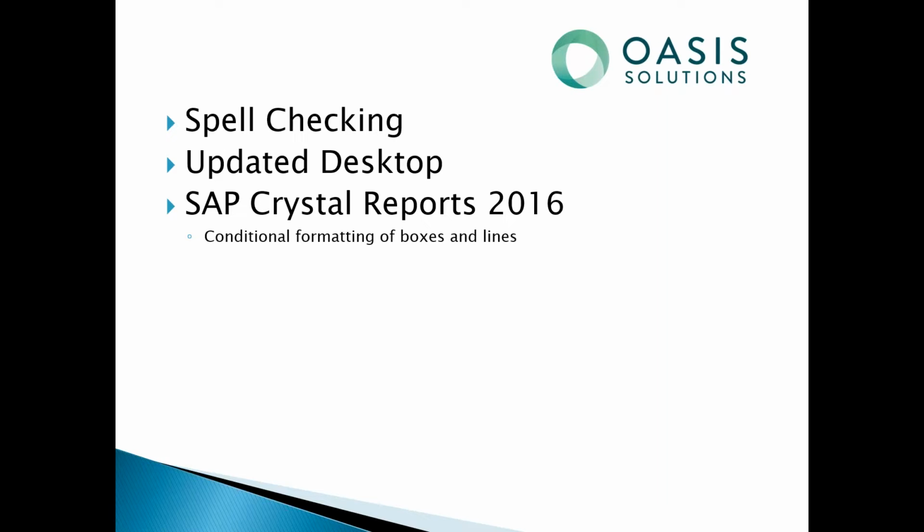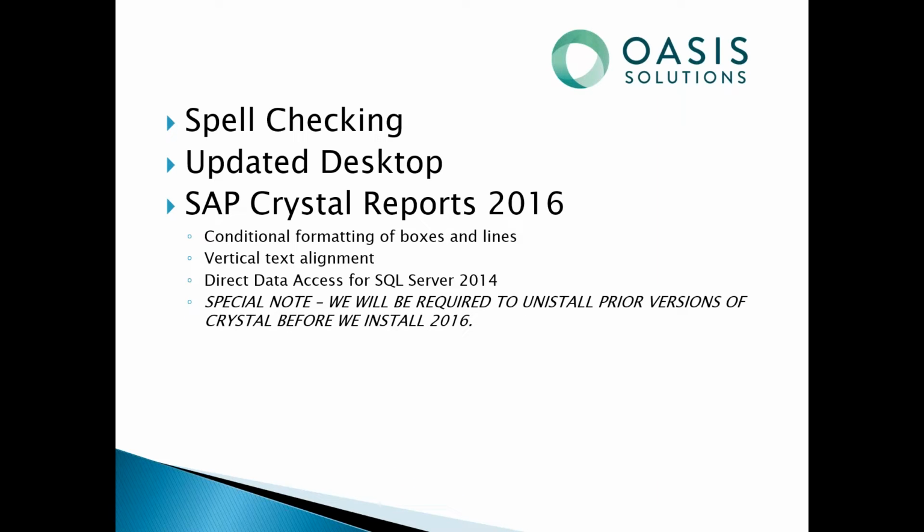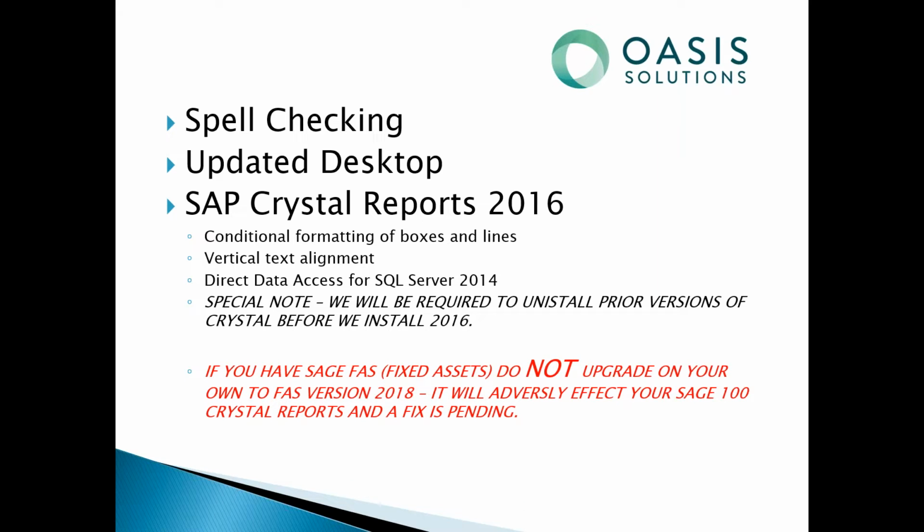Some of the other things they've added with Crystal Reports is new functionality where you can do conditional formatting of boxes and lines. You can do vertical text alignment. It has direct data access for SQL Server 2014. And also, when we upgrade your software, it does require us to uninstall all other versions of Crystal before we can install version 2016. And again, the disclaimer about Fixed Assets: our recommendation is do not upgrade it on your own, because it will break the Crystal Reports within your Sage 100.